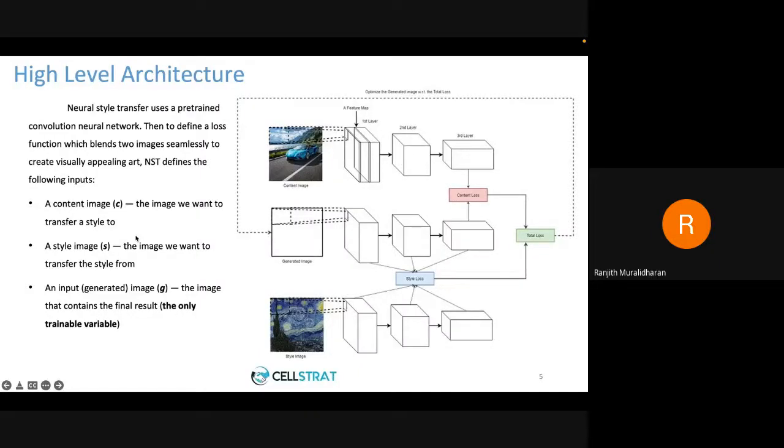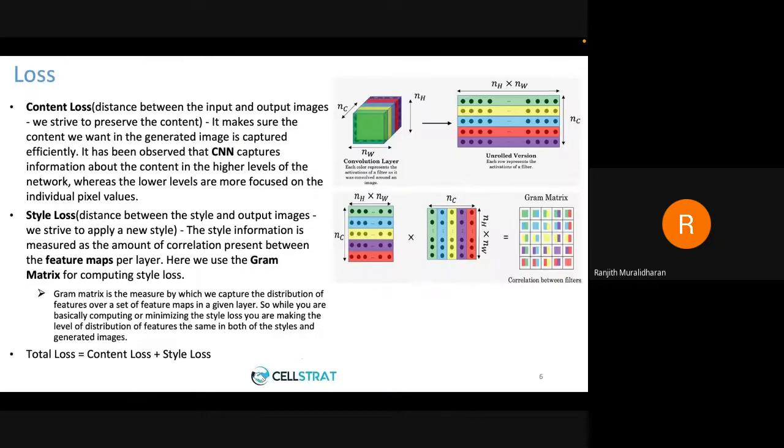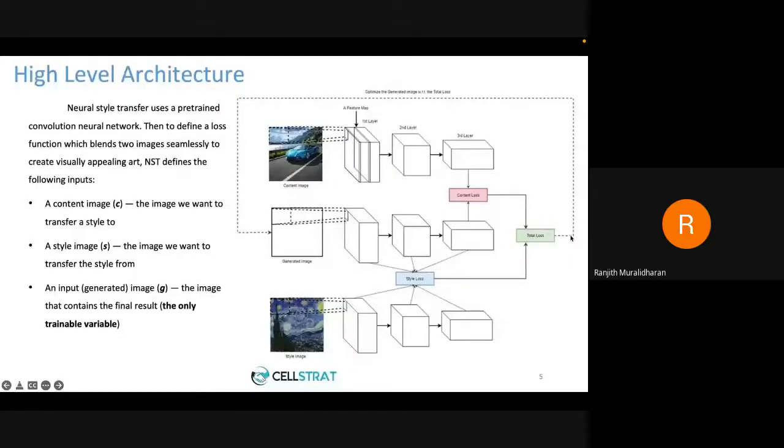So let me go back to the image, right? Any questions here? So we have two inputs. We get losses from these two inputs. We then generate the total loss. That will then help you to create an image, which is a mixture of this and this.